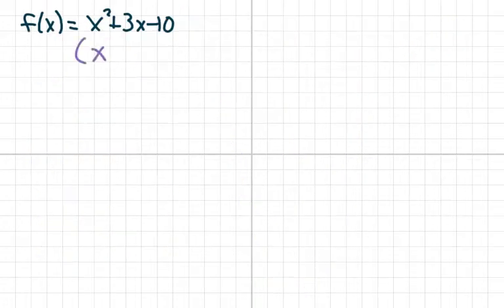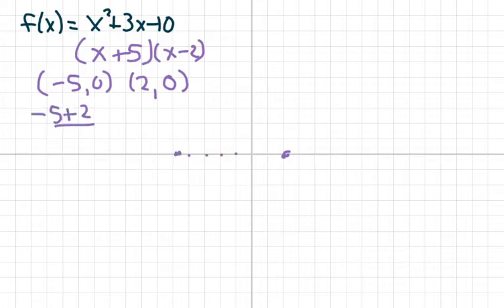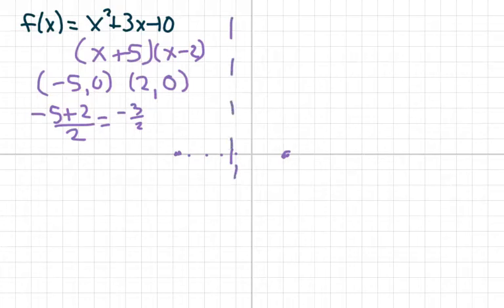We have x plus 5 and x minus 2. So we have negative 5 comma 0 and 2 comma 0. So 2 is here, negative 5 is here: 1, 2, 3, 4, 5. The midpoint is negative 5 plus 2 over 2, which is negative 3 over 2, which is negative 1.5, which is about here. This opens up. All right, so we have negative 3/2. We have to plug it in.